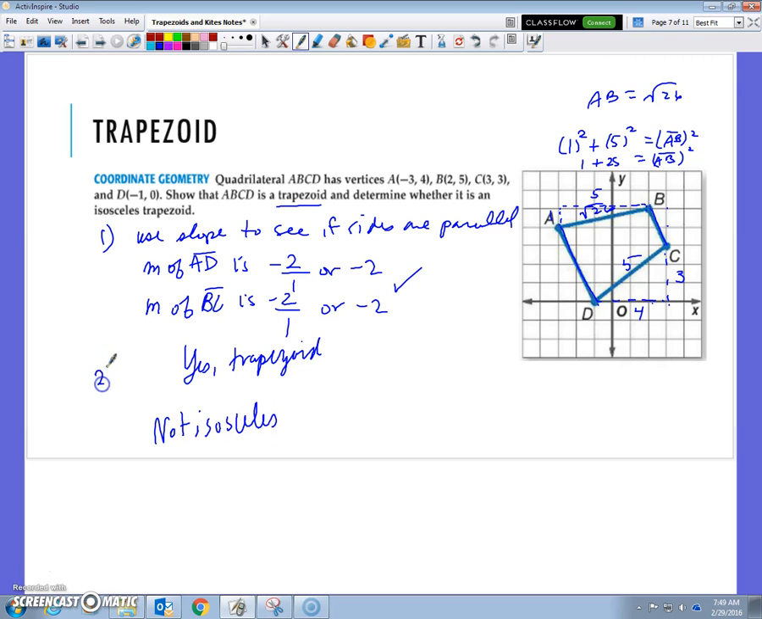Okay, so number 2, we check to see if diagonals or legs are congruent. All right, we're almost done.